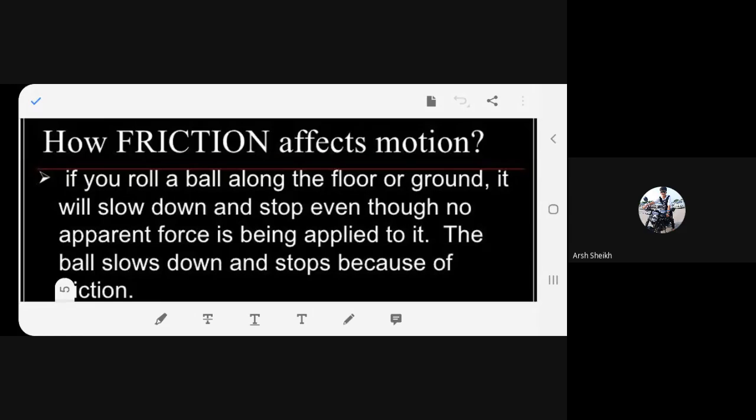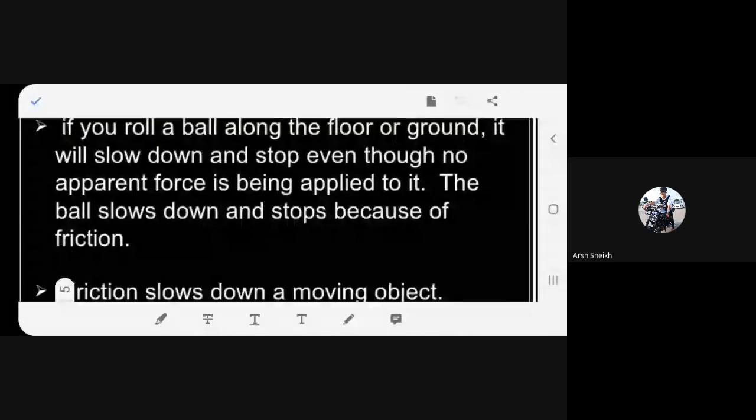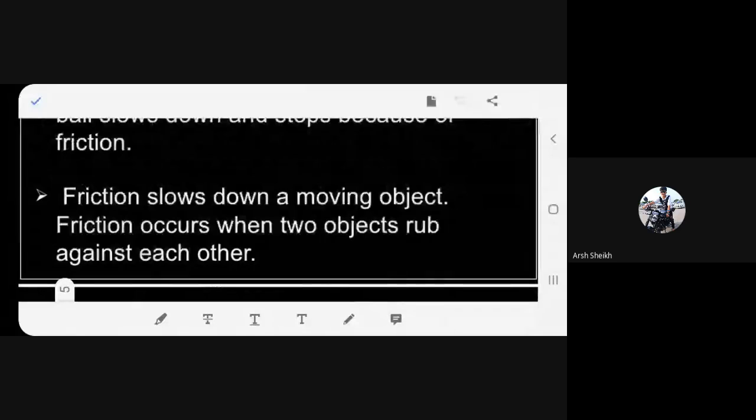How friction affects motion. If you roll a ball along the floor or ground, it will slow down or stop even though no apparent force is being applied to it. The ball slows down and stops because of friction. Friction slows down a moving object. Friction occurs when two objects rub against each other.